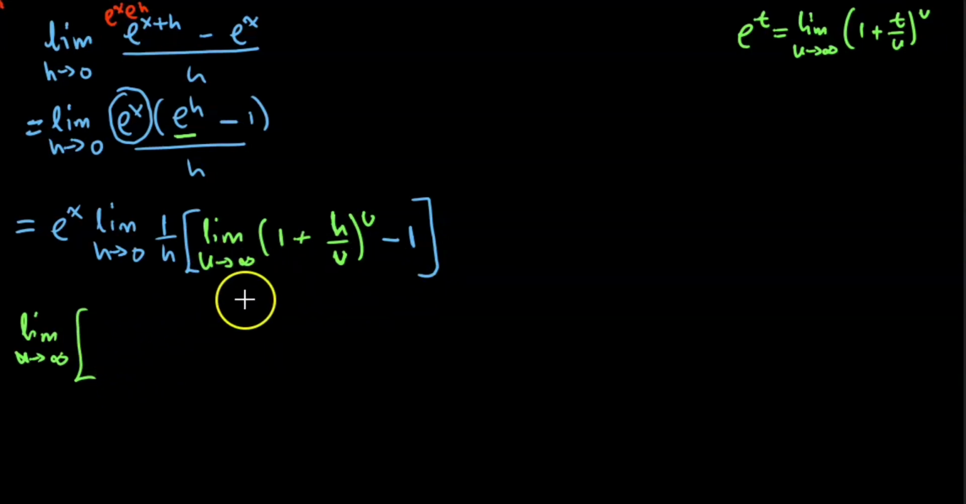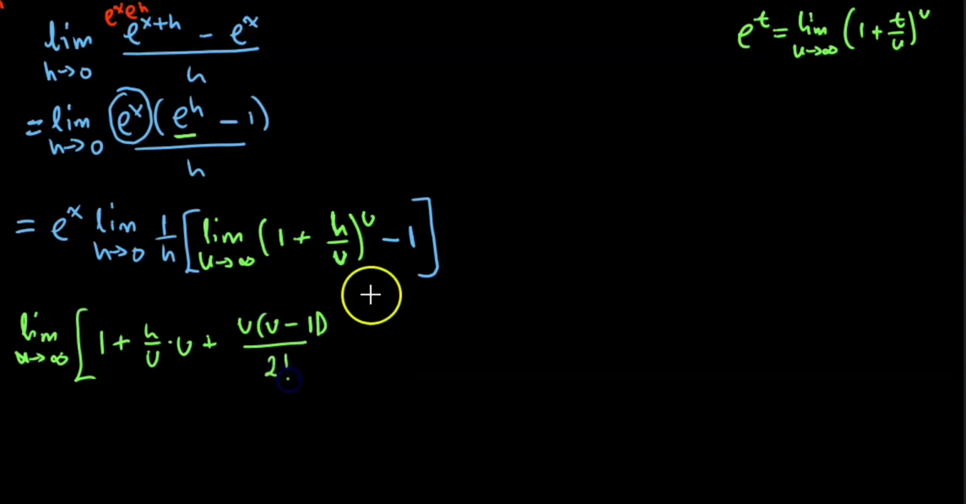So just a quick one, this is going to be 1 plus h over u times u, that is the binomial theorem, then plus, we're going to build up the power, u times u minus 1 divided by 2 factorial times the square of h over u. Good. And then we can continue infinitely.